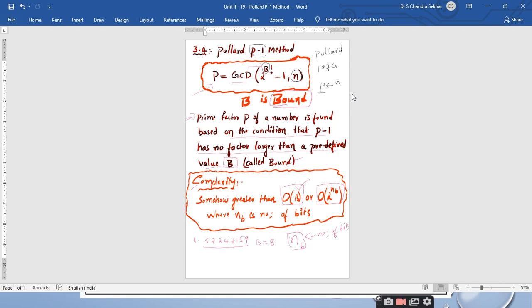Bound value as 8. If you run this Pollard p minus 1 algorithm, or the method, using this large number 57247159 (actually this is not that large a number; you will find much larger values in the coming sessions also), with the bound value as 8, you find that p is equal to 421.